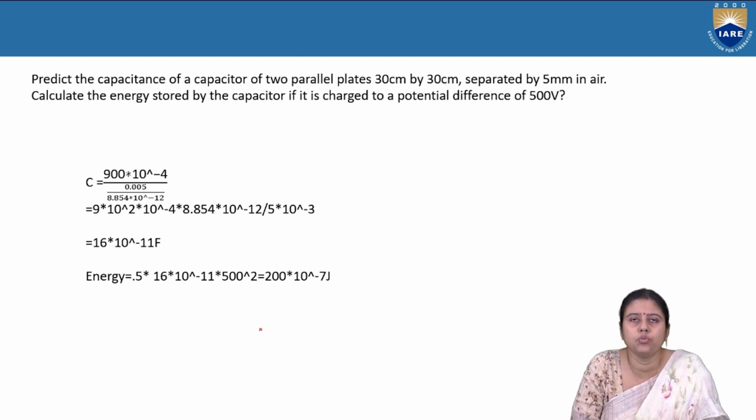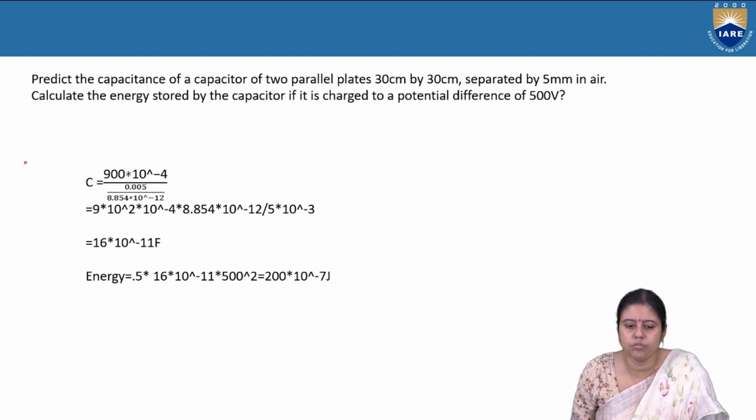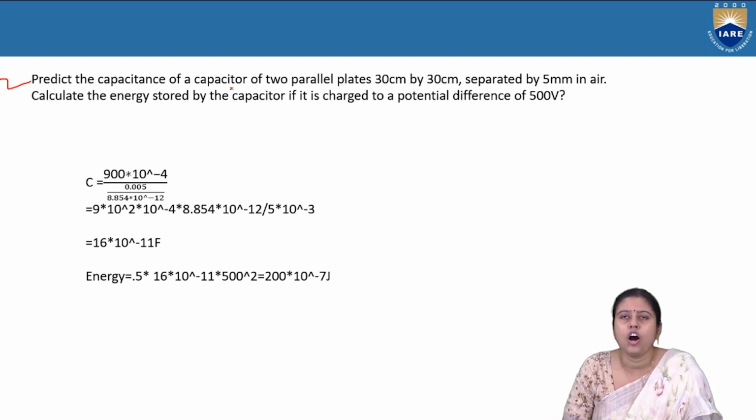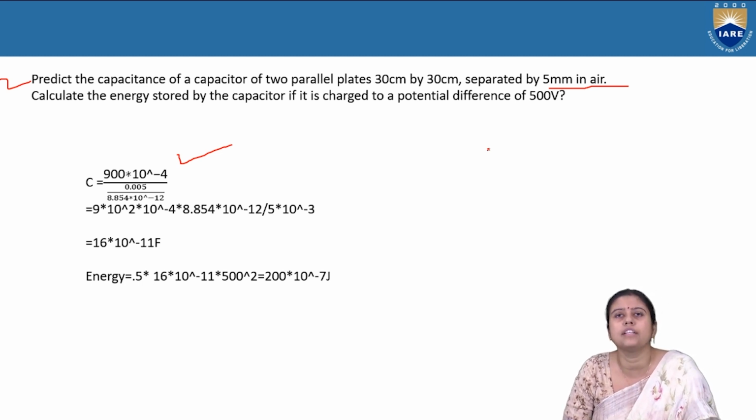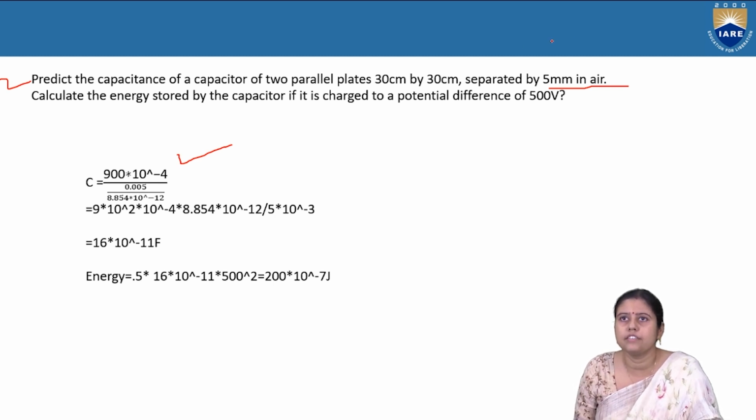Now question number 2. Predict the capacitance of a capacitor of two parallel plates, 30 centimeter into 30 centimeter. So what is the area? Area is 30 into 30, that is 900 into 10 to the power minus 4 meter square. Separated by air in 5 millimeter. 5 millimeter means the distance is 0.005. Calculate the energy stored in the capacitor if it is charged to a potential difference of 500 volt.